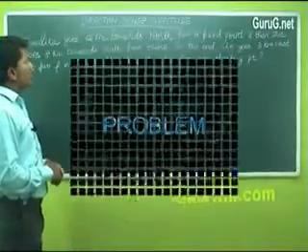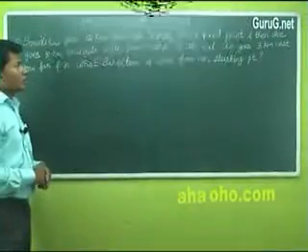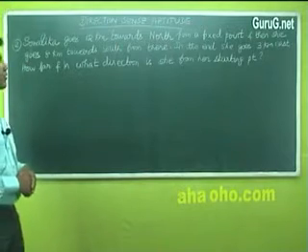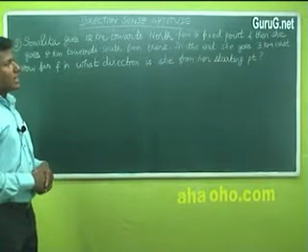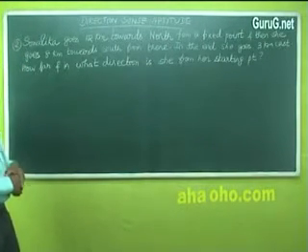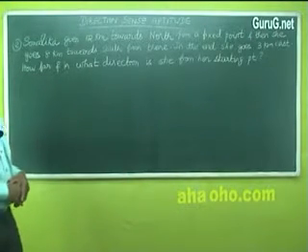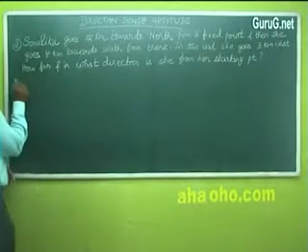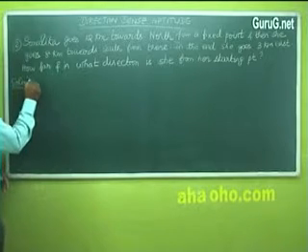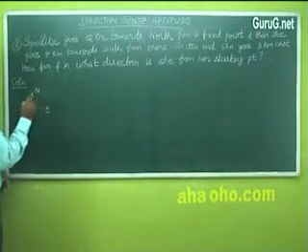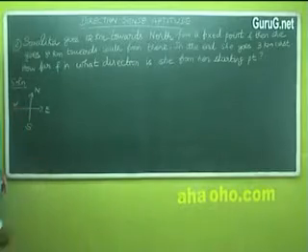So here's another problem. Sonalika goes 12 km towards north from a fixed point, and then she goes 8 km towards south from there. In the end she goes 3 km east. How far and in what direction is she from her starting point? So what is the first step for solving this problem? Mark the directions properly. East, north, west, south.